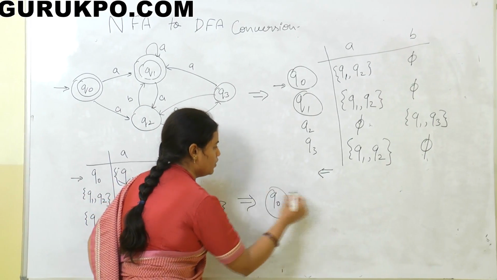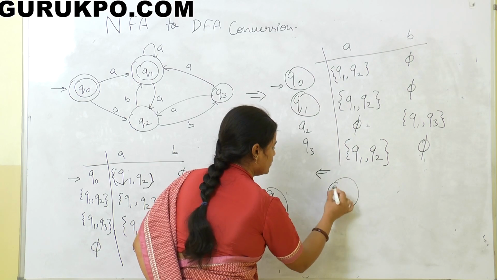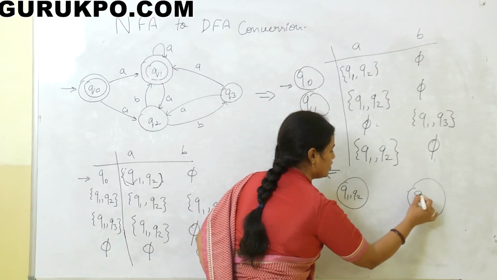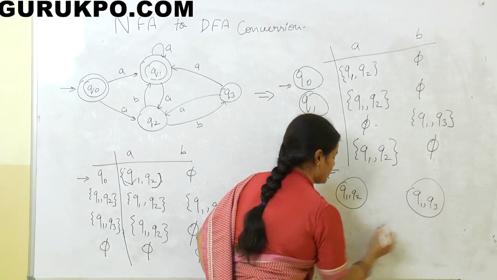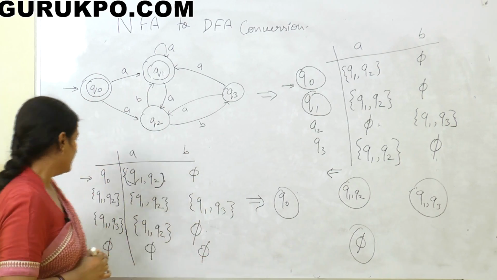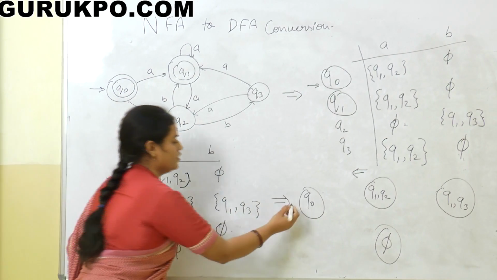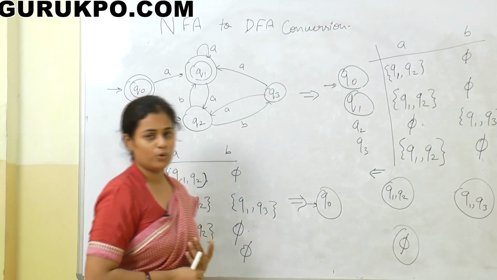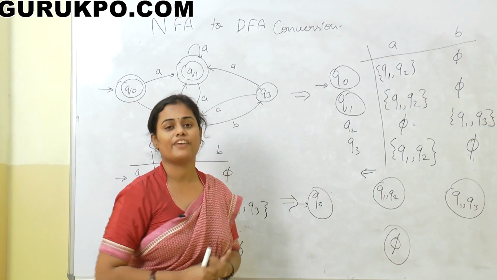Q0, Q1, Q2, Q1, Q3, and as well null also. Now Q0 is our initial state. We have started. In our question, Q0 and Q1 both are final states.